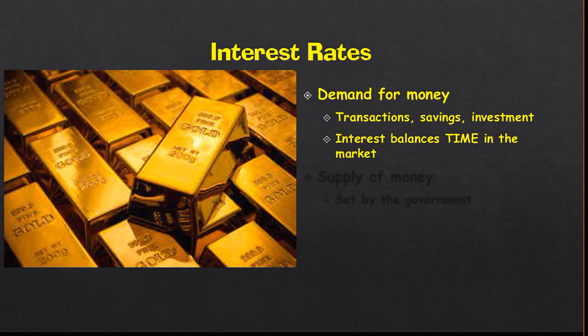So we want money. We need to buy lunch. We want to make transactions. We save in the various forms that our savings can happen in. Businesses need to invest. They need to make transactions. They need to buy paper clips. The interesting thing about interest is that a lot of the time we're doing things that are over time.